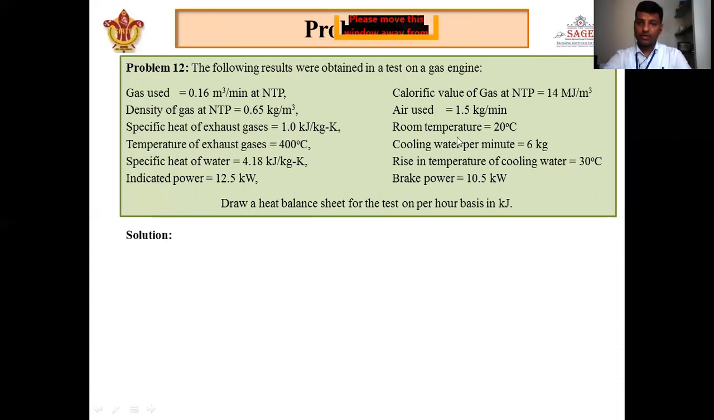Room temperature is given as 20 degrees centigrade. Temperature of exhaust gas is given as 400 degrees centigrade. Cooling water per minute, meaning the rate of flow of water, is 6 kg per minute. Specific heat of water is given as 4.18. This is also known to us.